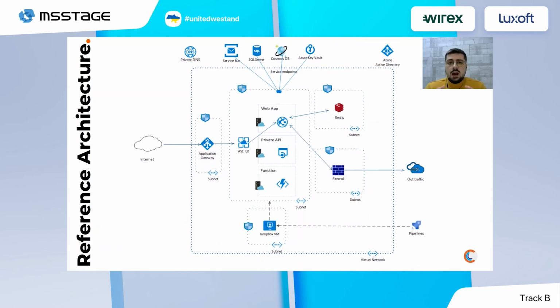Since the ASE is internal to the virtual network, a virtual machine is used as a jump box inside the VNet to deploy apps in the App Service plans. The pipeline builds the application outside the VNet for enhanced security and seamless RDP/SSH connection. Consider using the recently released Azure Bastion as a jump box.